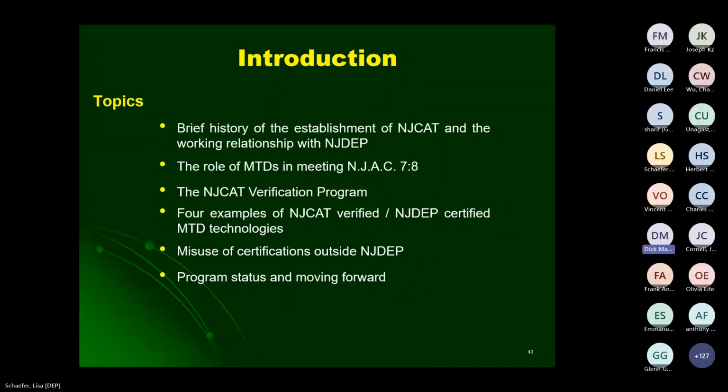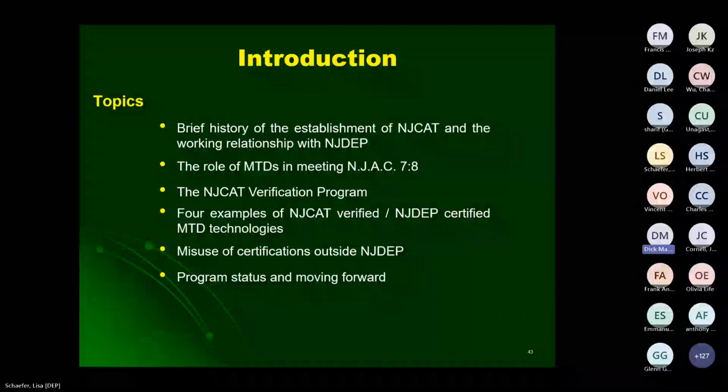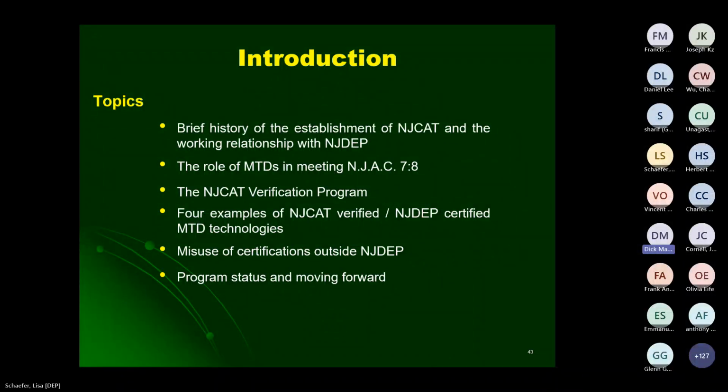There are 6 areas that I hope to cover. A brief history of the establishment of NJCAT, the New Jersey Corporation for Advanced Technology, and our working relationship with DEP; the role of MTDs in meeting the requirements of NJAC 7:8; and the specific NJCAT verification program. I want to show you 4 examples of NJCAT verified, DEP certified MTD technologies, just to give you an idea of the innovation and the breadth of technologies that are in this program.